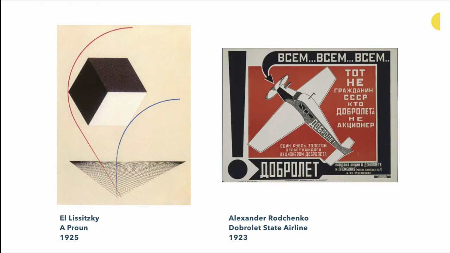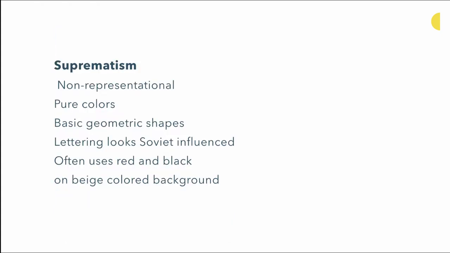By 1920, after the Russian Revolution, a split of ideology happened between Suprematism, which we see on the left, and Constructivism on the right. Here we see the style characteristics of Suprematism. This is important: Suprematism has non-representational imagery. It looks a bit more like an abstract painting. Pure colors, basic geometric shapes. Lettering looks Soviet-influenced, and it often uses red and black on a beige-colored background. Now, not all pieces have lettering, but when they do, you'll see that Cyrillic quality.